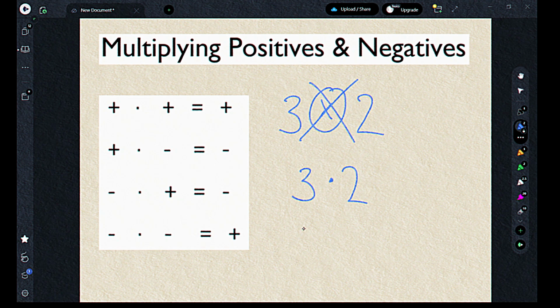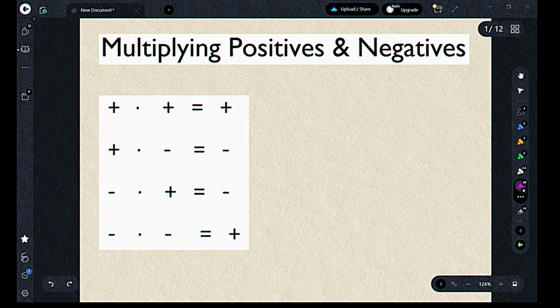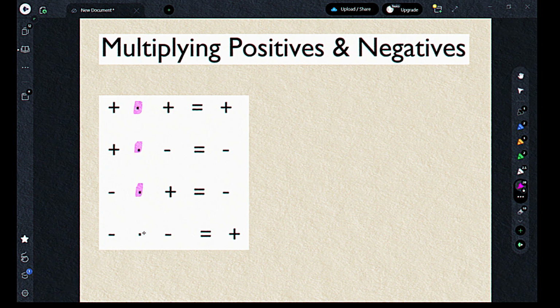Sometimes you can also do it like this. If I just put 3 and then a 2 in parentheses with no symbol in between them, that also means multiplication. Just wanted to make sure that we understand that, because when we look at this table here, we have a dot here, and all of those dots mean multiplication. So what is this telling us here?